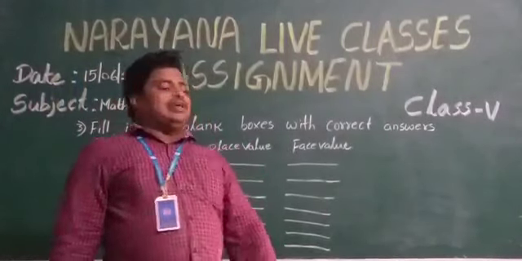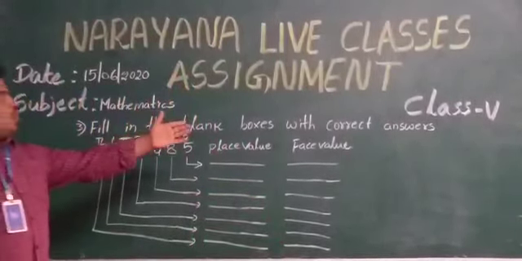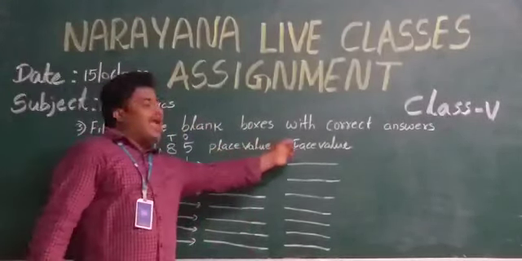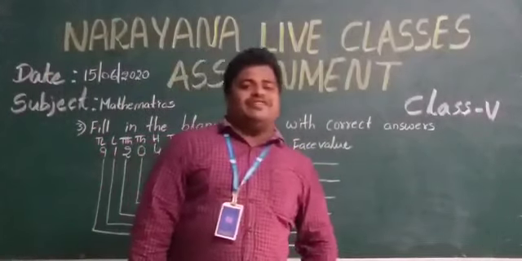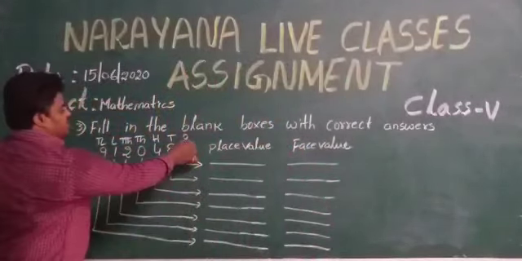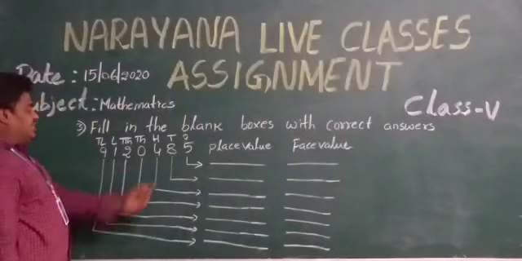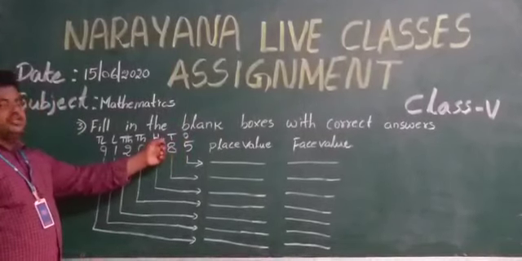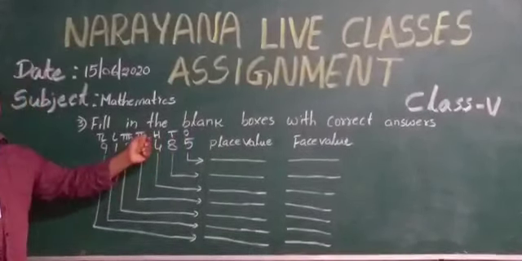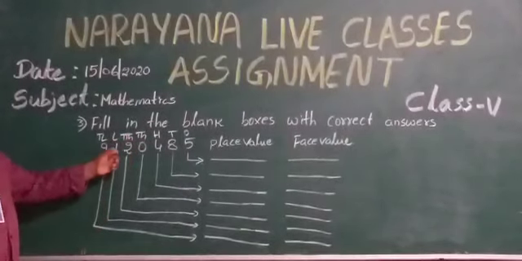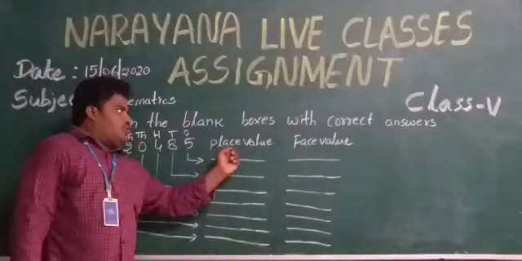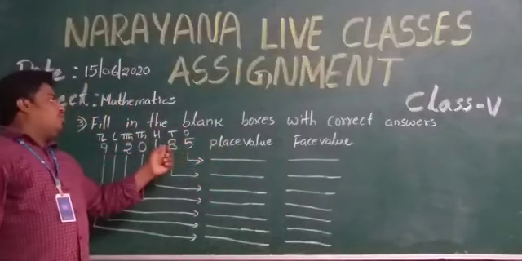Children, next we are going to discuss the third question. Fill in the blank boxes with correct answers. Here, fill in the blanks with place value and face value. Already we discussed the place value. Place value can be identified from the places above the digits. So here 5 belongs to ones place, 8 belongs to tens place, 4 belongs to hundreds place, 0 belongs to thousands place, 2 belongs to 10,000s place, 1 belongs to lakhs place, and 9 belongs to 10 lakhs place. So we have to identify the place value.